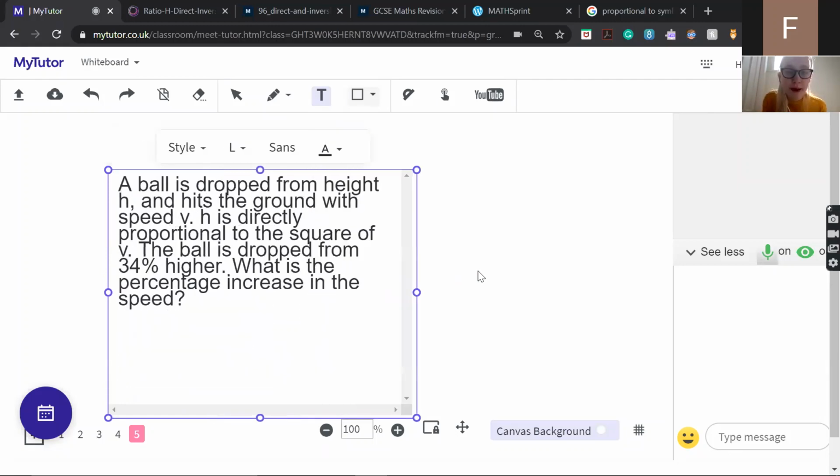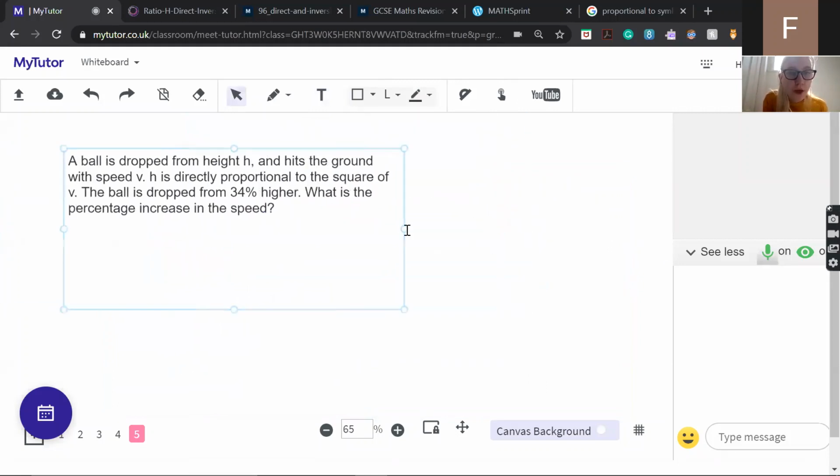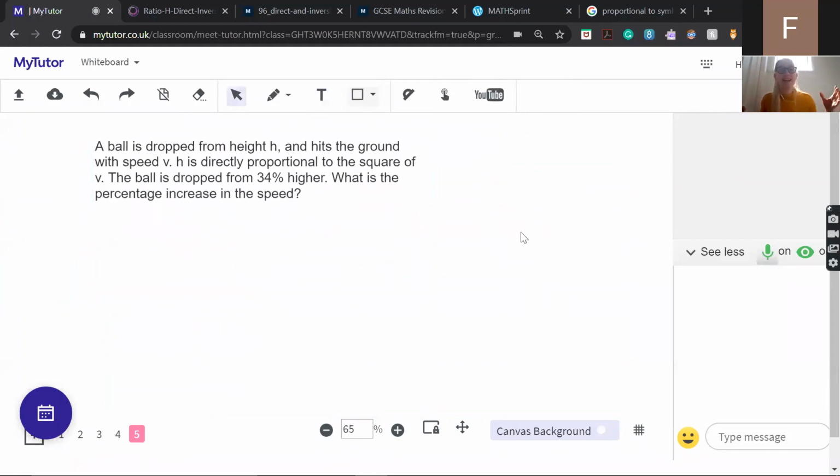Gosh, you can see why I pre-prepare questions, right? That was painful. Okay, so all this is saying is that a ball is dropped, and the higher you drop it from, the faster it's going by the time it's hitting the ground. And this is proportional to the square. I don't know if this is true at all. So what I'm saying is that if you drop it twice as high, it's going 4 times as fast when it hits the ground.